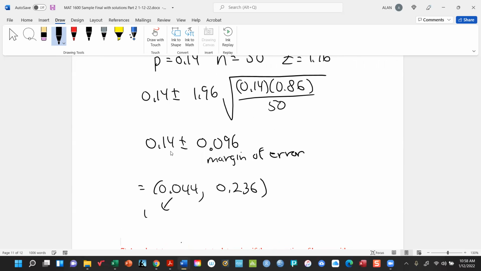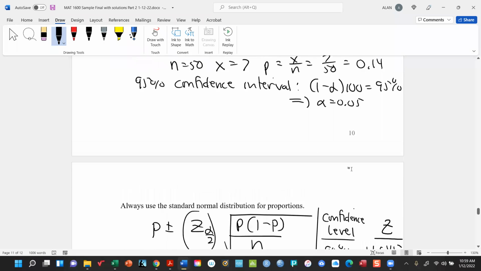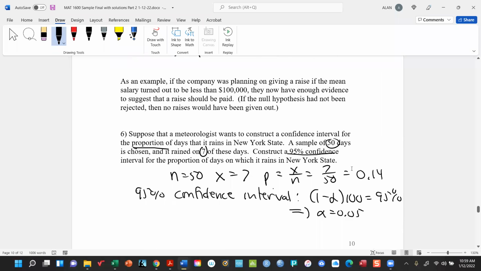And of course, this is the lower limit of our interval. And this is the upper limit. So we're basically saying that the sample proportion is 14%, but we're 95% sure that the true value is between 4.4% and 23.6% of the days raining in New York.